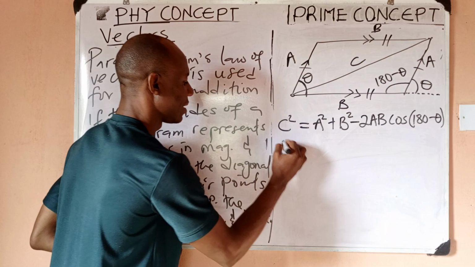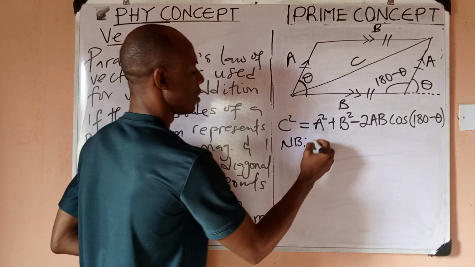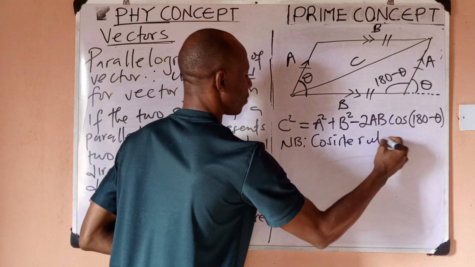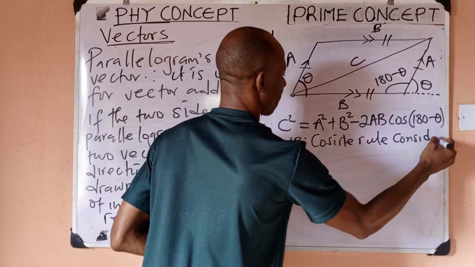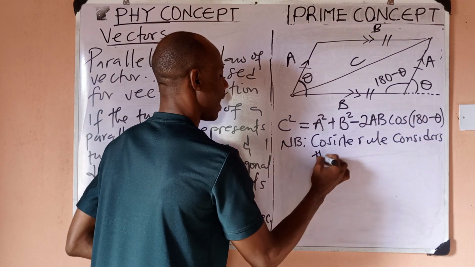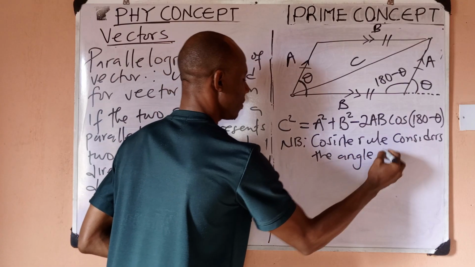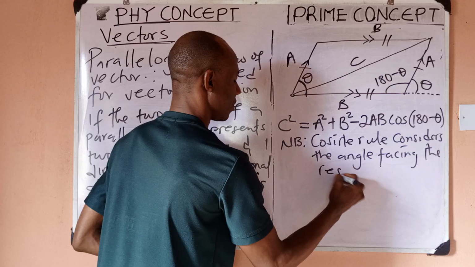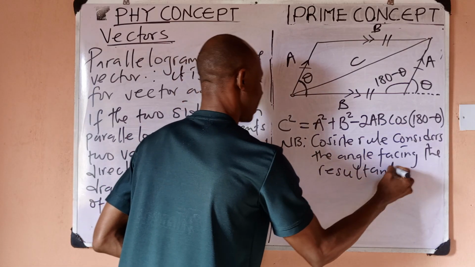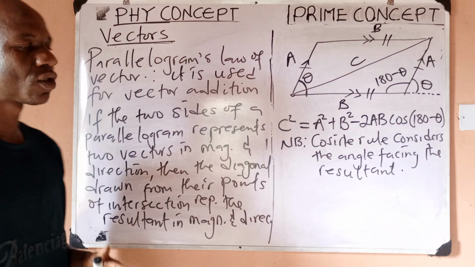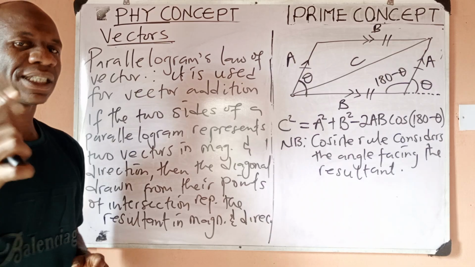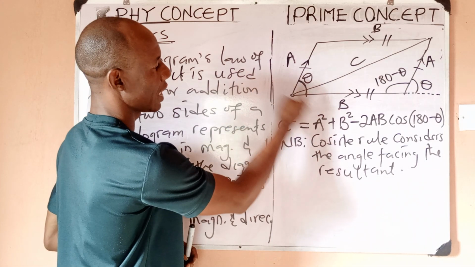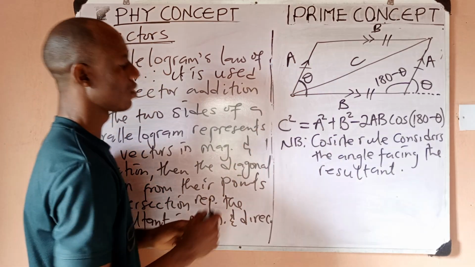I would write it as a point for you to note. Cosine rule considers the angle facing the resultant. That's cosine rule. But parallelogram rule, on the other hand, considers the angle between the two vectors. The angle between vector A and B is what? Theta, which I'm still going to derive.